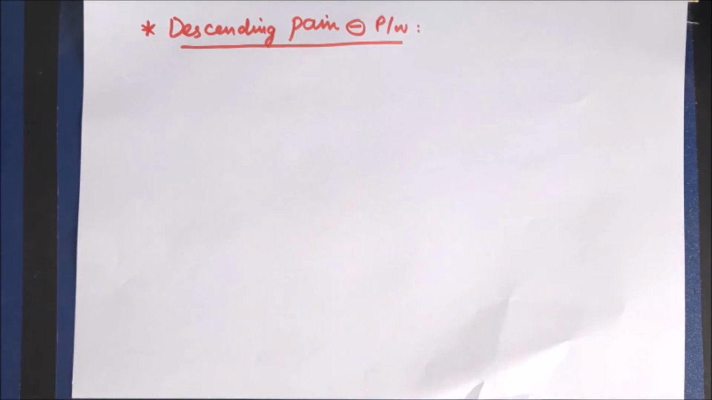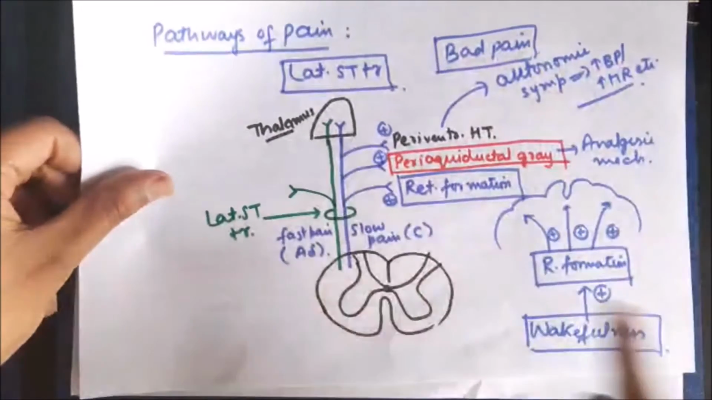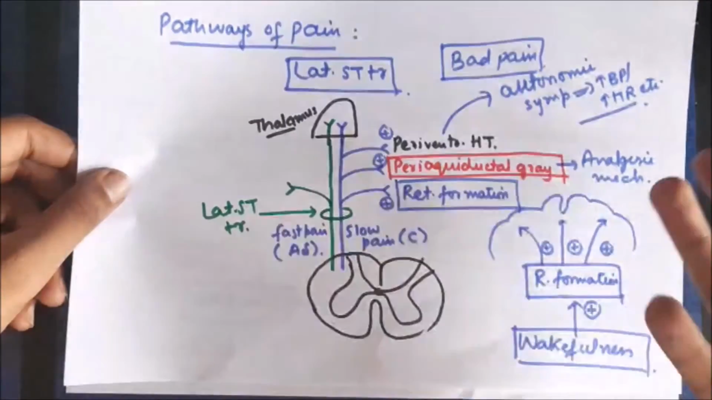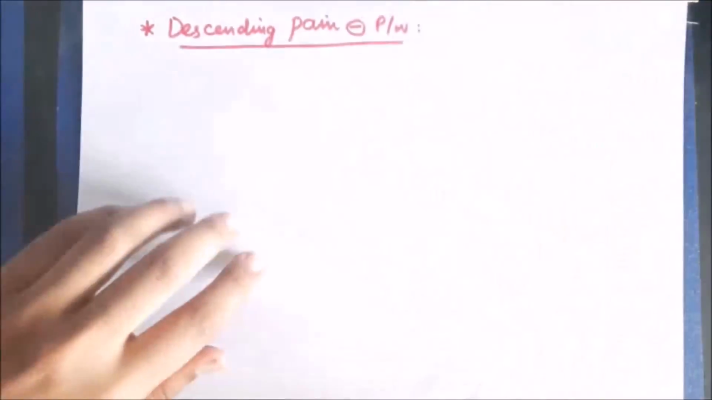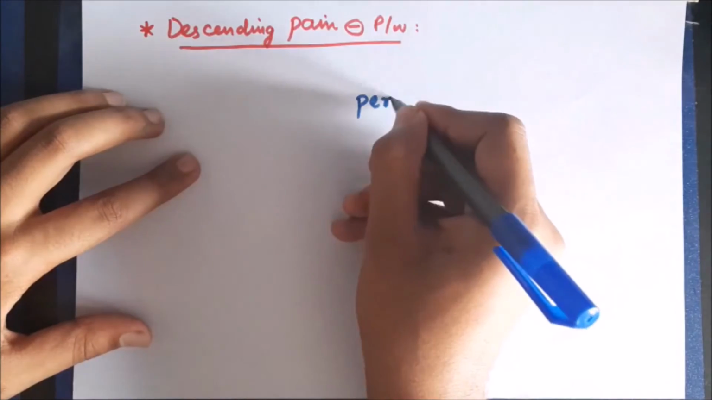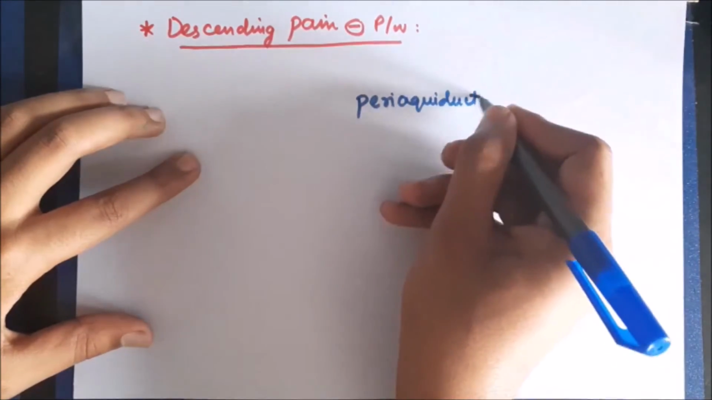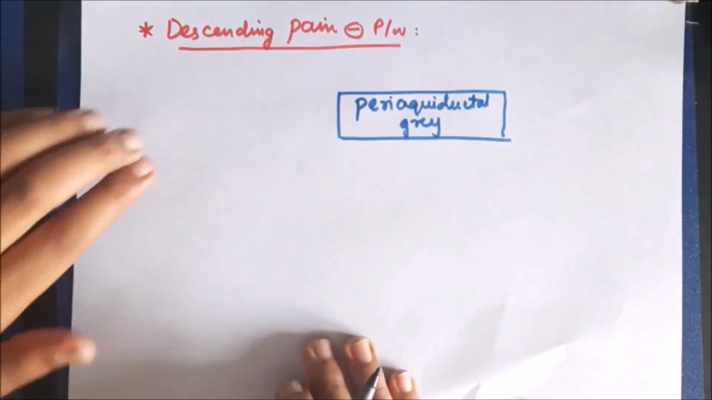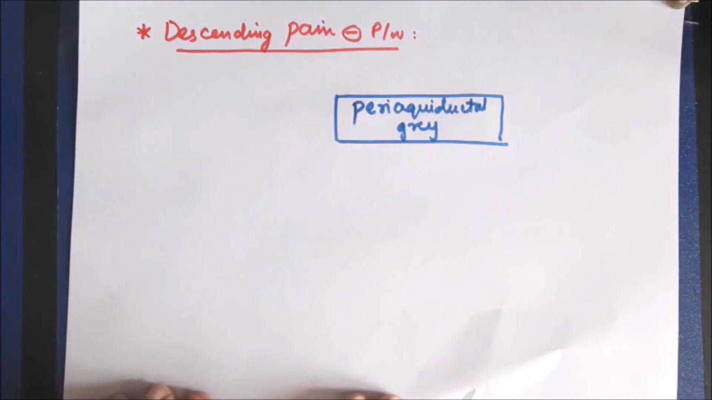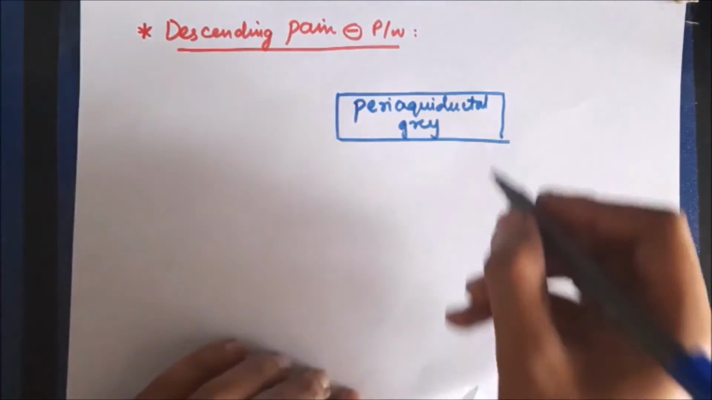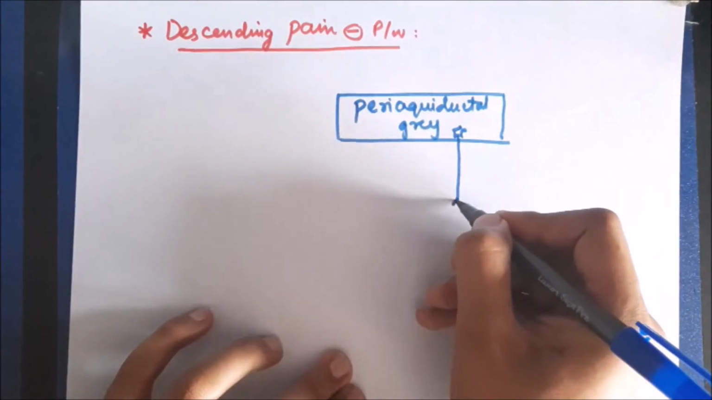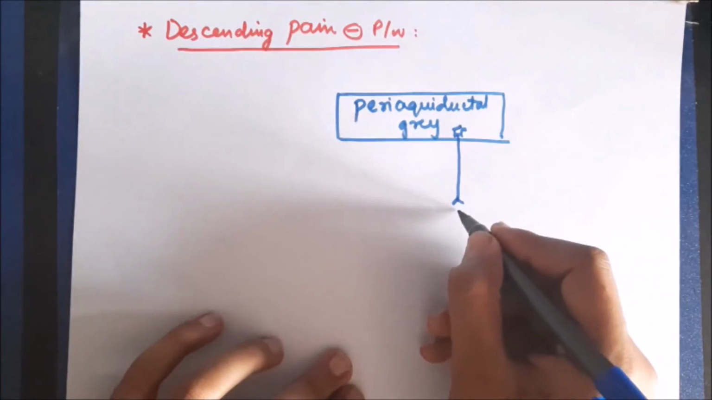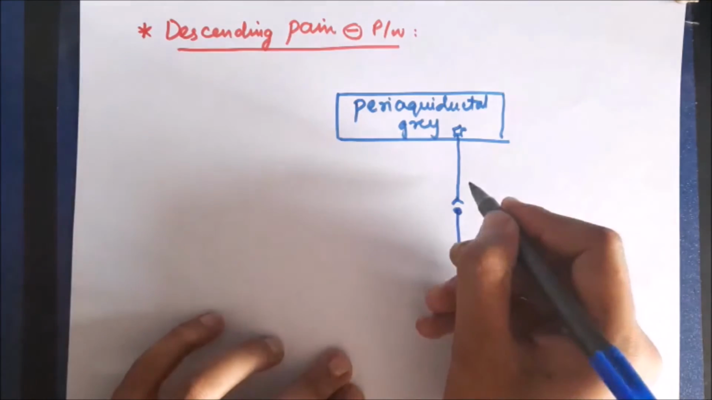Now it's a very important pathway. We discussed in the previous section, in the pathway of pain, the fibers of slow pain give certain collaterals which stimulate the periaqueductal gray, and the periaqueductal gray causes certain analgesic mechanisms. So this pathway starts from the periaqueductal gray. The neurons of the periaqueductal gray reach down into the pons, into the Raphe Magnus nucleus of the pons. So they synapse with the neurons of the Raphe Magnus nucleus of the pons.